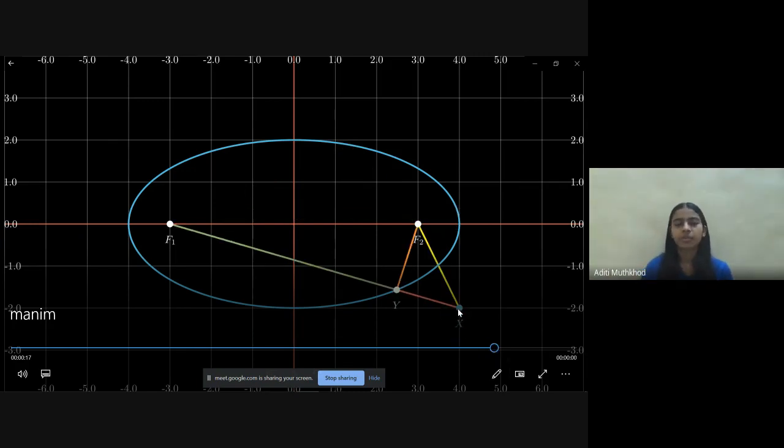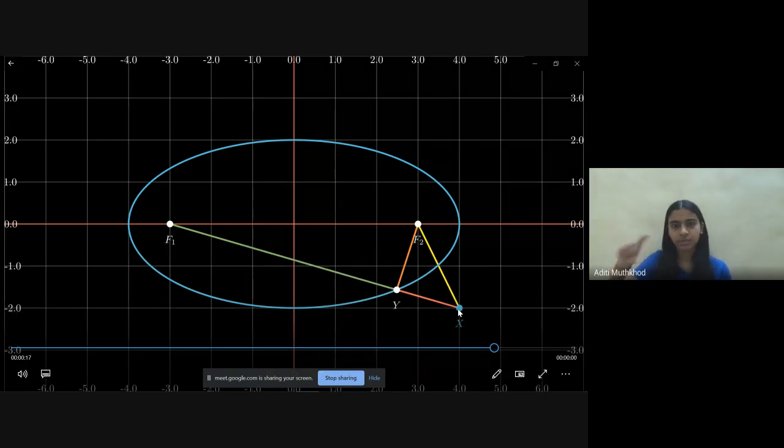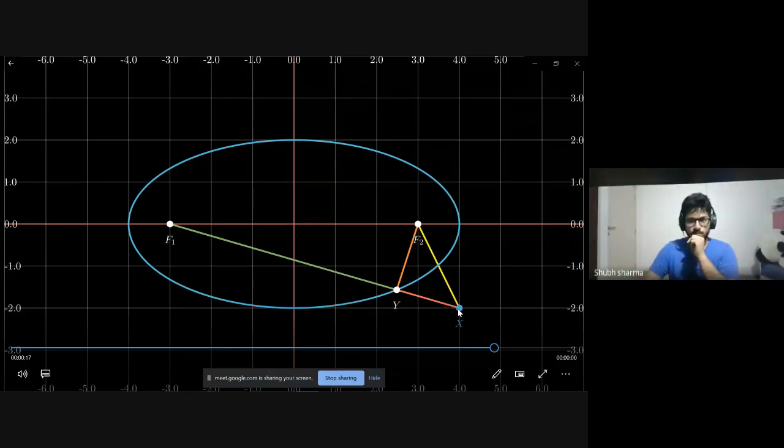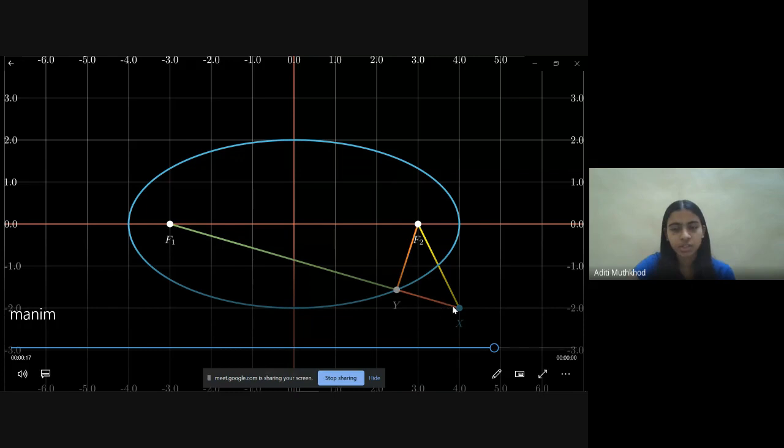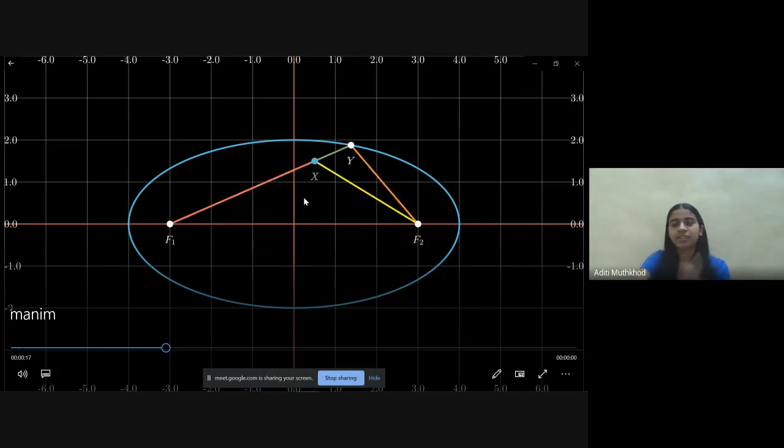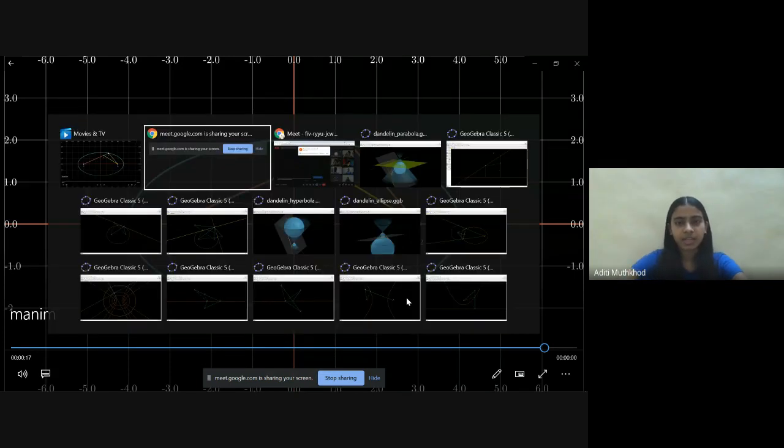Now can someone tell me what xf1 plus xf2 is going to be for a point outside the ellipse? Is it going to be greater than, equal to, or less than? Greater than. Yeah, which is because the lengths we are comparing are the same thing except y and x have interchanged places. So this is the thing for the ellipse.